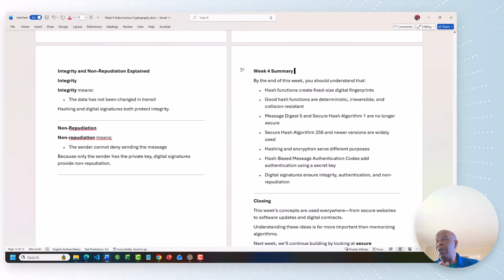Hashing and encryption have different purposes. Hash-based message authentication codes provide authentication using a secret key. Digital signatures ensure integrity, authentication, and non-repudiation.